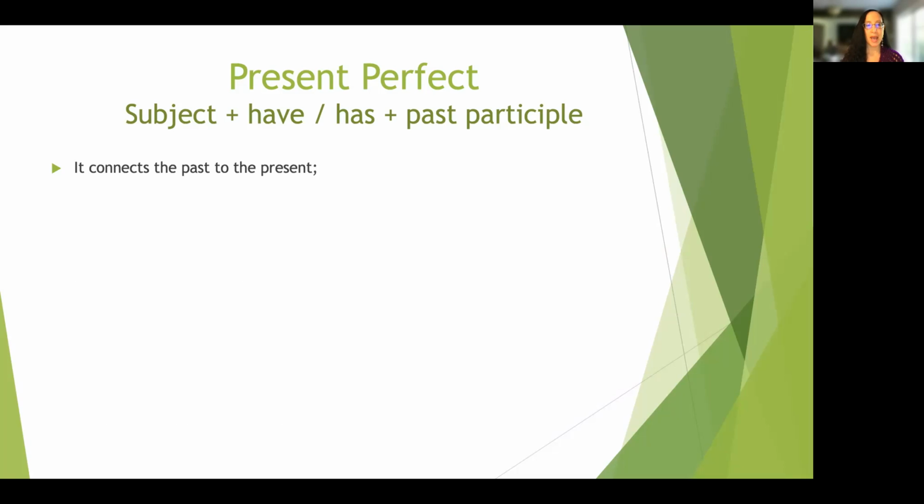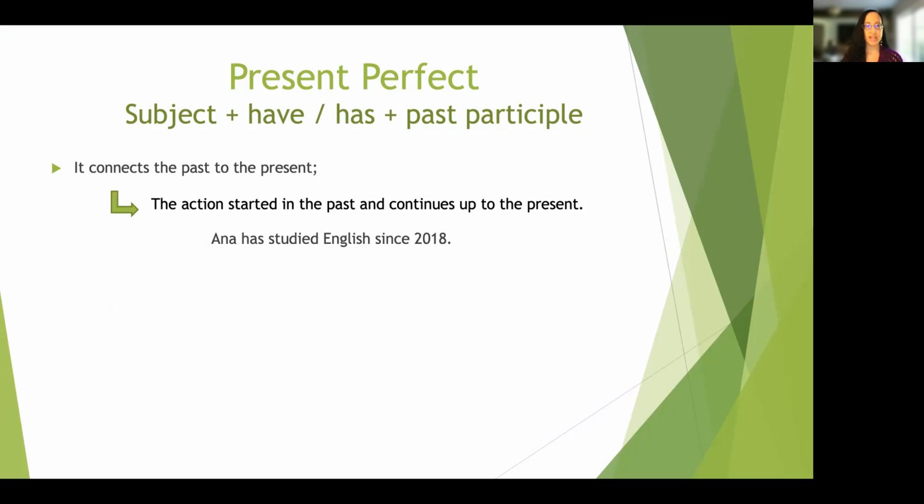It connects the past to the present. The action started in the past and continues up to the present. For example, Anna has studied English since 2018. There's a result in the present.